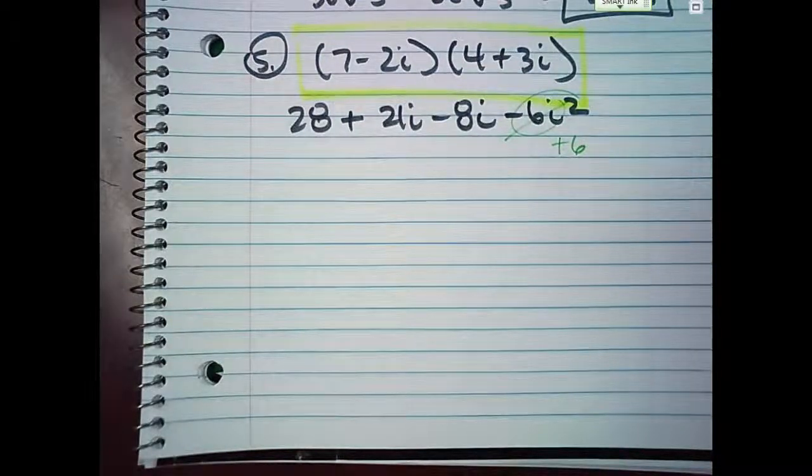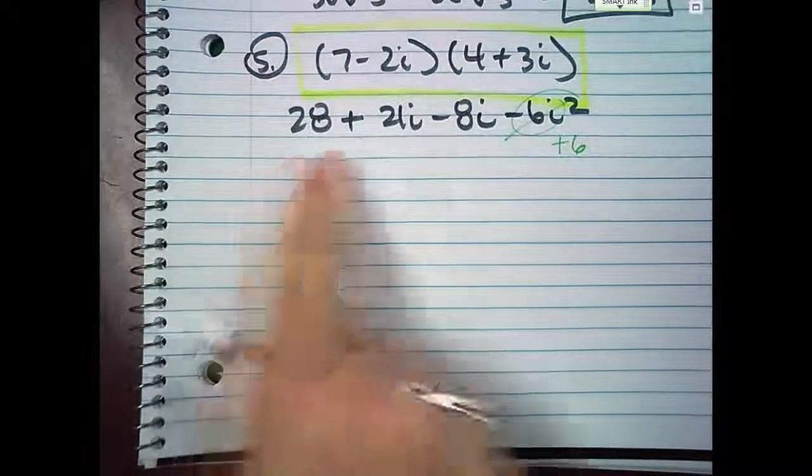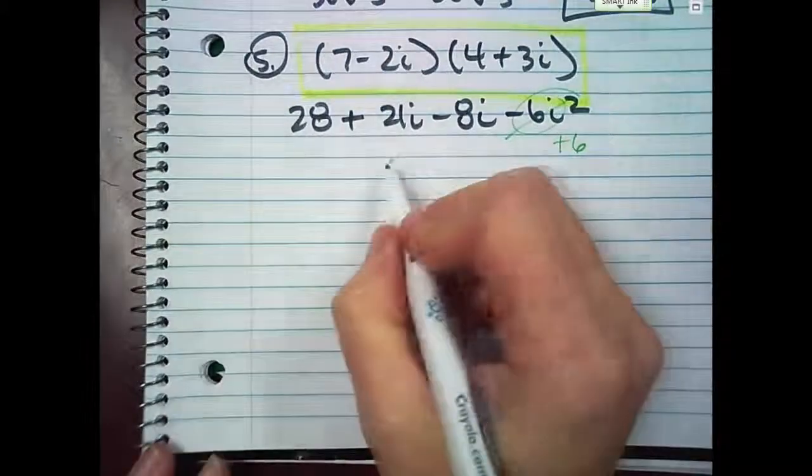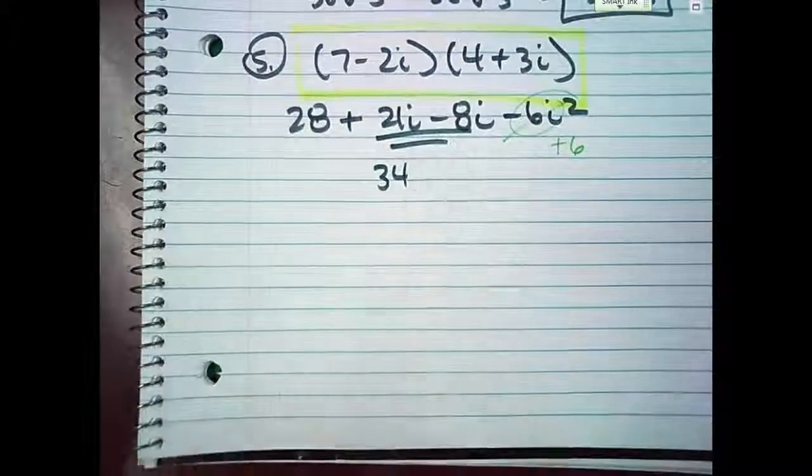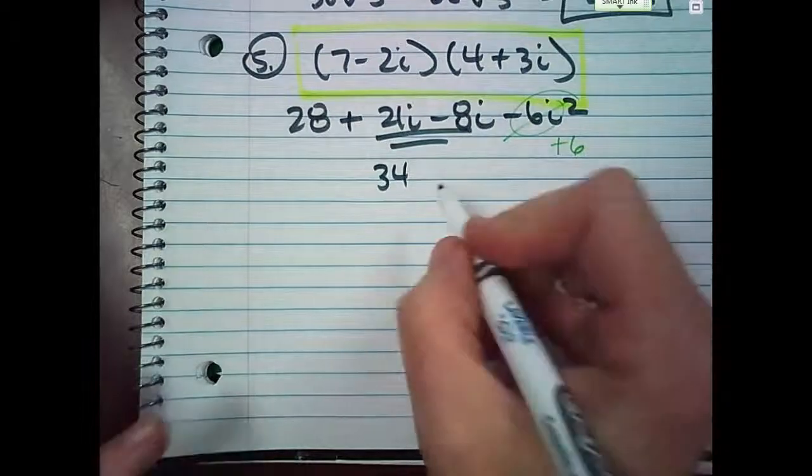Now then we combine reals and then imaginaries. So get rid of your i squared and combine reals and then imaginaries. So 28 and 6 are going to give us 34. And then 21 and negative 8 give us your 13i.